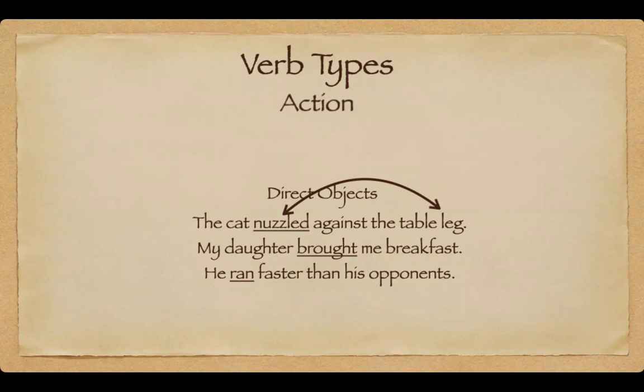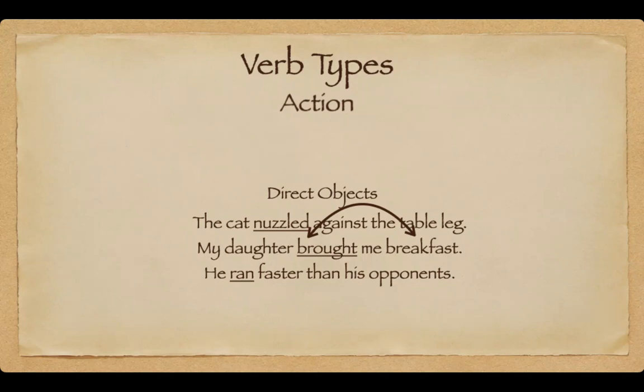Where on the leg? Against it. Which leg? The table leg. All modifiers. How about the second one? What's the question? My daughter brought me breakfast. Yeah, the question is, what was brought? Or what did my daughter bring? And what did she bring? Yep, breakfast. And in our third example, we can only answer the question, how did he run?